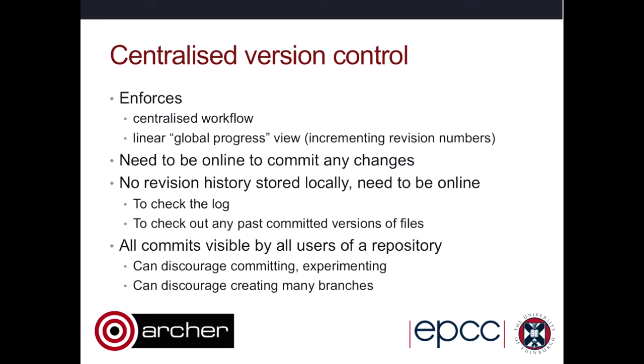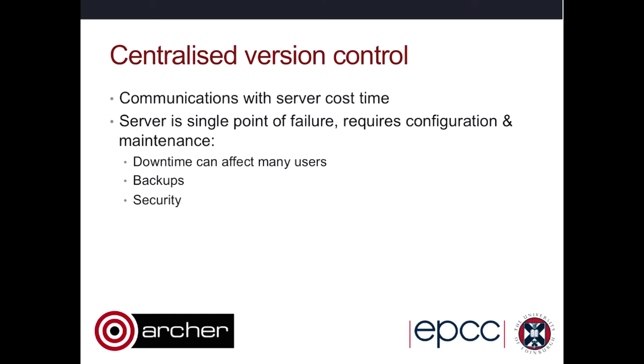So the fact that you do not want to pollute the repository with your junk branches that are not worthy of being recorded in the central repository means that you can be discouraged from using this tool to its full potential. Other issues with centralized version control, as I mentioned before, is that you have to communicate with the server, which costs time. And also, the server is effectively, if you think about it, a single point of failure. So if the server is down for 5 minutes, 10 minutes, an hour, whatever the case may be, that downtime means that anybody whose work depends on being able to make commits is affected.